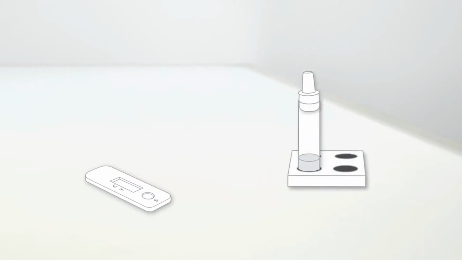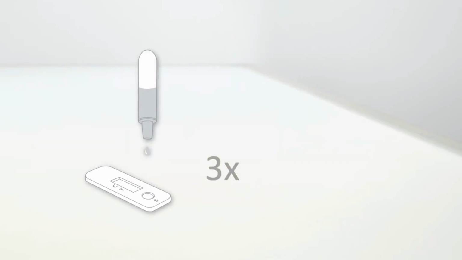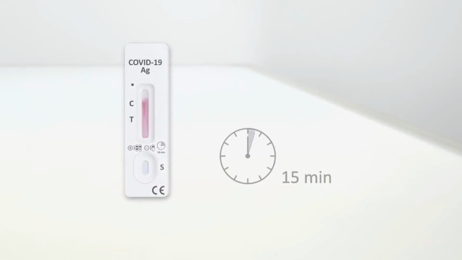Remove the test cassette from the foil pouch and place it on a clean and level surface. Attach a dropper cap to the extraction tube, invert the tube and transfer 3 drops of the extracted solution, that's approximately 60 microliters, to the specimen well of the test cassette. Read the result after 15 minutes.